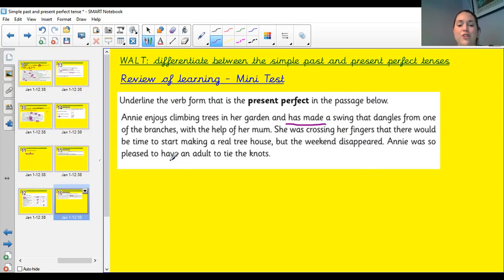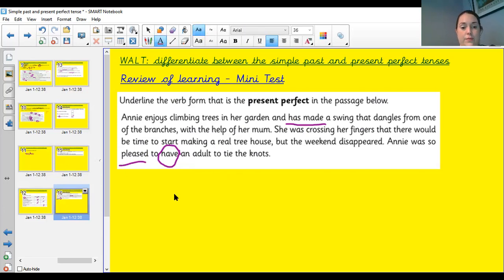They're trying to catch you out here. The word have is in the sentence, but it is not with your verb. Here it has made. This one is not with your verb. Your verb's over here, pleased. So it works as a verb on its own. It's not an auxiliary verb. It's not an extra verb.